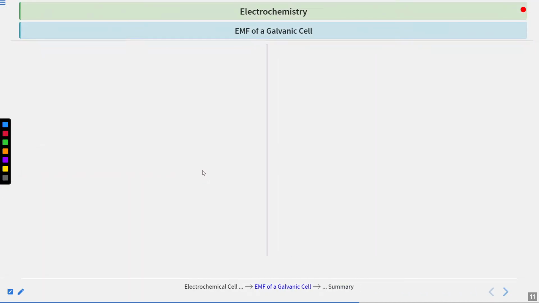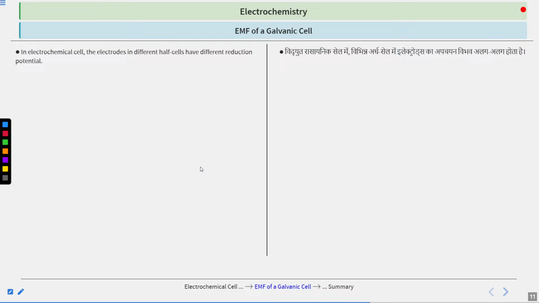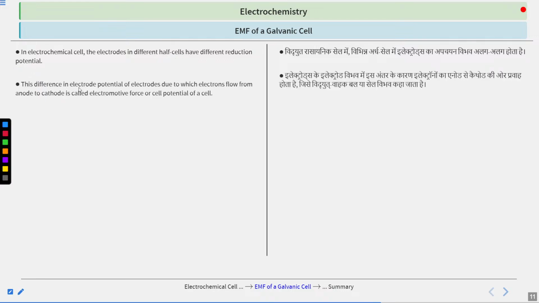Next is the EMF of a galvanic cell. So why do we see an EMF? In an electrochemical cell, the electrodes in different half cells have different reduction potentials, meaning each has a different tendency to get reduced. The difference in the electrode potentials of the electrodes, due to which electrons flow from anode to cathode, is called the electromotive force.